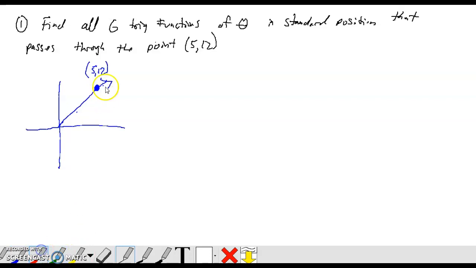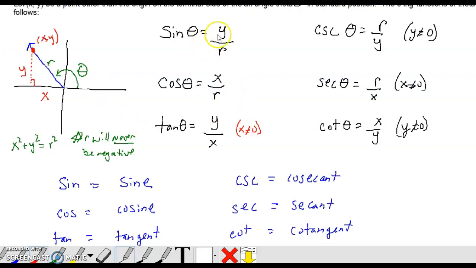And there's my (5, 12) right there. So what do I know? I know that this distance is my y, so that'll be my 12, and this distance is my 5 right there, and then this is my theta. Again, it's an unknown value. So what we don't know is r. So let's find r first, because we want to make sure that I can plug in values for all of these numbers, because eventually we'll be finding our theta.